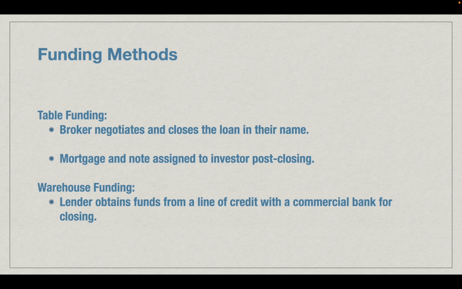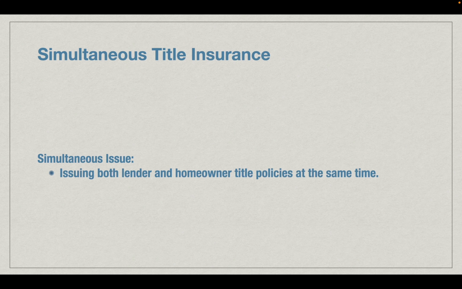Funding methods. When it comes to funding your loan, there are a couple of methods. Table funding is when a broker negotiates and closes the loan in their name, and then assigns the mortgage and note to an investor after closing. Warehouse funding is when a lender gets funds from a line of credit with a commercial bank to close the loan.